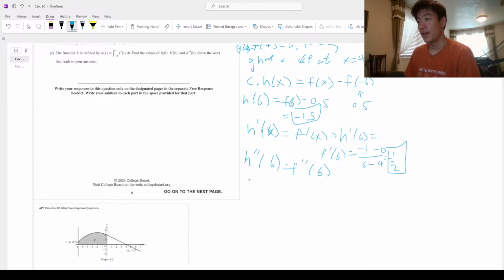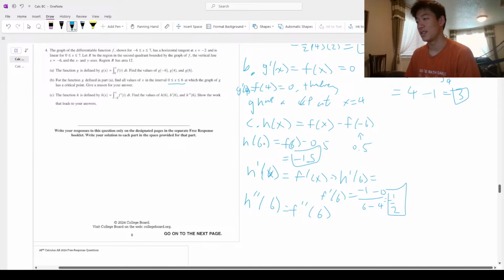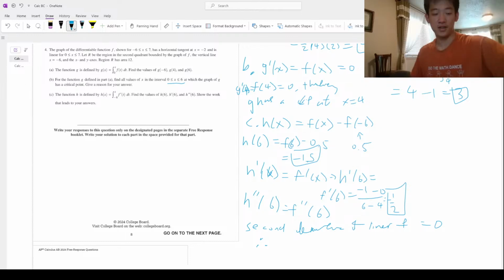And what you'll notice is that it's a line. Oh, yeah. Okay, so it's a line. And the second derivative is concavity, and lines don't have concavity. So you can say that the second derivative of a linear function equals 0. Therefore, it's 0.